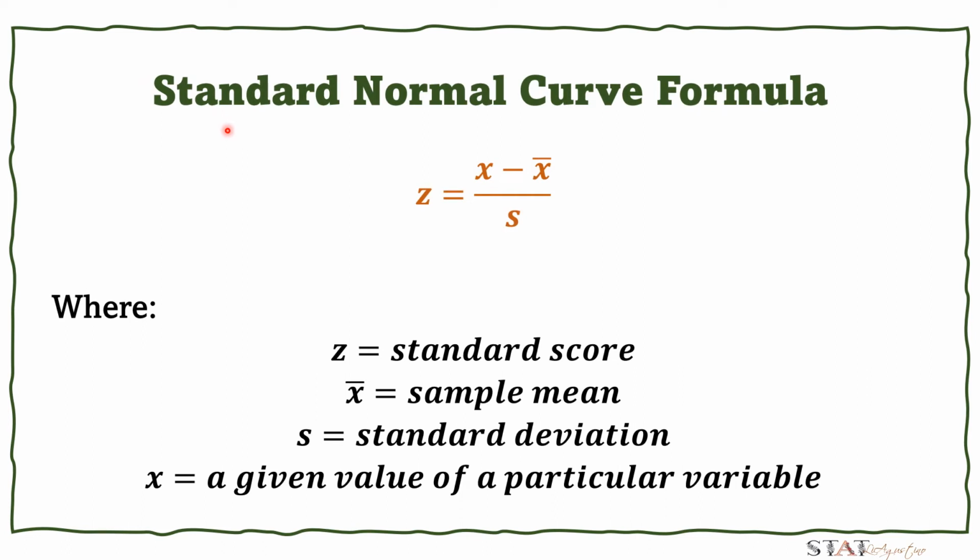So we have learned the z-score. The standard normal curve formula is z is equal to x, that is your value, your observation, minus the sample mean over your sample standard deviation, where z is your standard score, x bar is your sample mean, and s is your sample standard deviation, and x a given value of a particular variable.